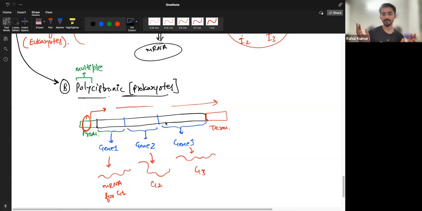It does not care about introns. There are no introns. Everything is coding sequence. On top of it, it's not just one gene that you are transcribing. It could be multiple genes which you have set under the same cassette of a promoter and a terminator. So it saves effort, saves space. And that's exactly why prokaryotes have polycistronic arrangement, because their genome is very, very small.